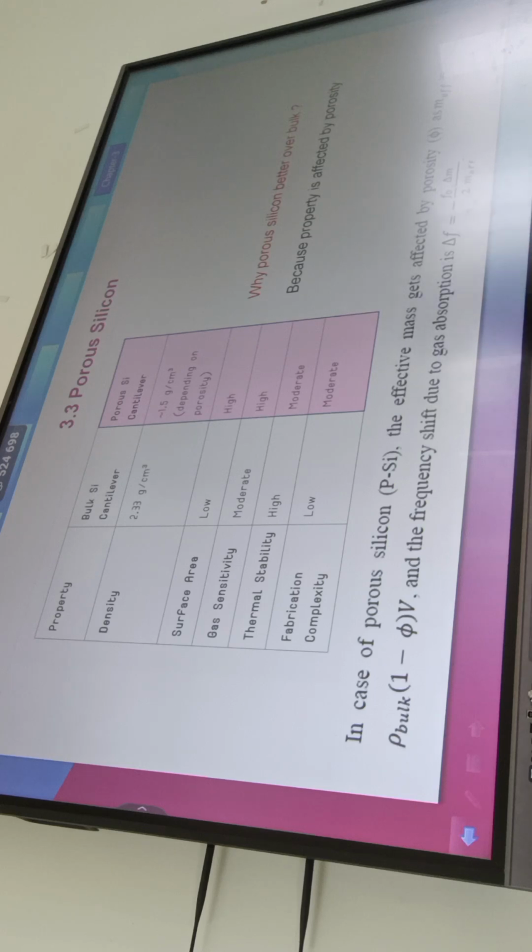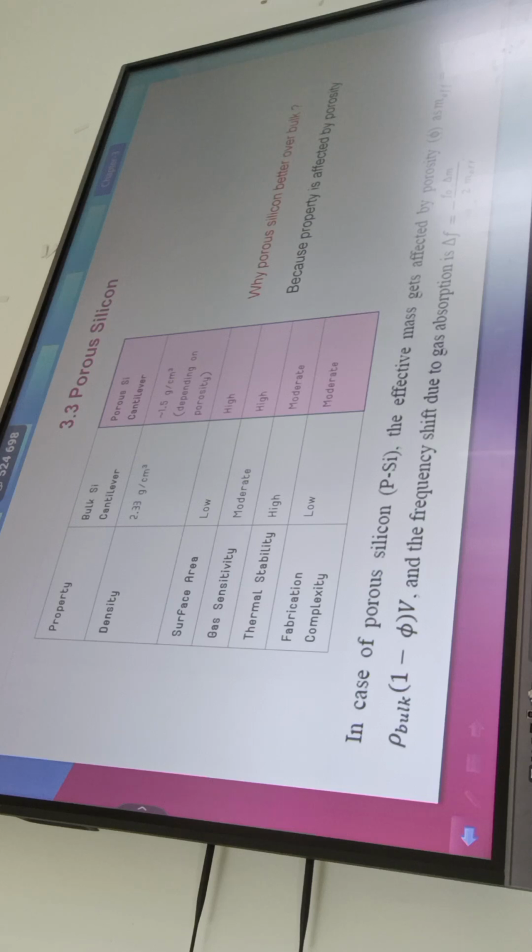At what temperature, up to what temperature is it stable? Temperature of application. 150. Up to what temperature? It is the same one in case of porous silicon.